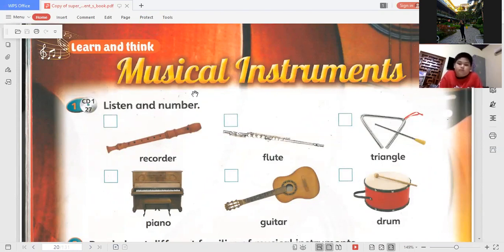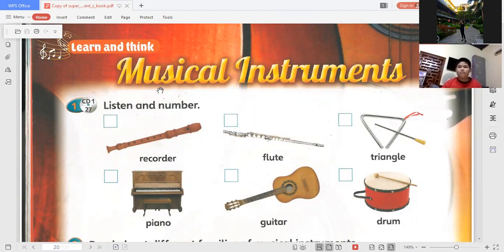Okay, you say musical instruments. Do you know what a musical instrument is? Do you play a musical instrument? Triangle. You play the triangle? Really? Wow, that's cool. How about a guitar? Do you know how to play guitar? No. How about a drum? Do you know how to play drums? No. Oh, I see. So you just know how to play a triangle, right?